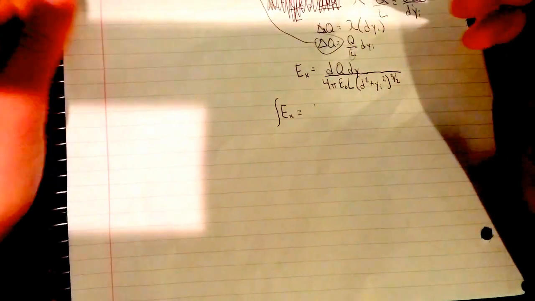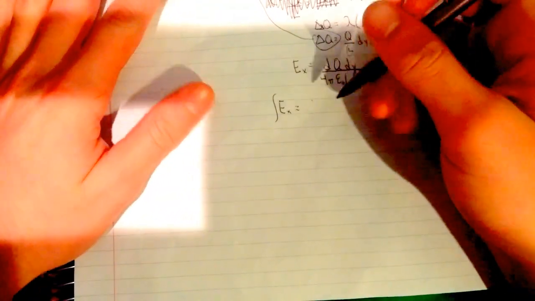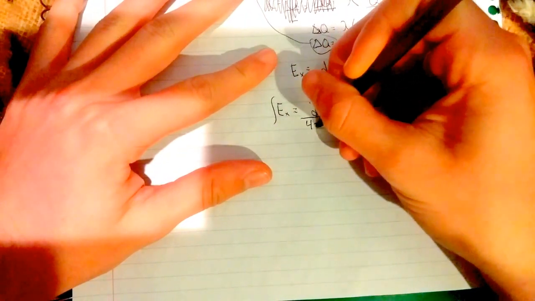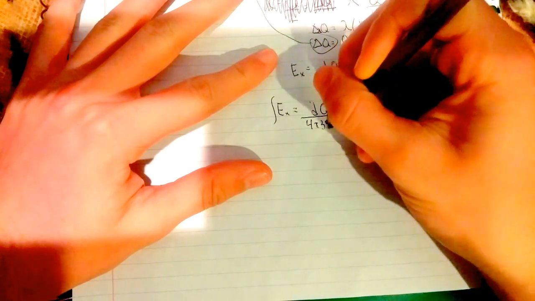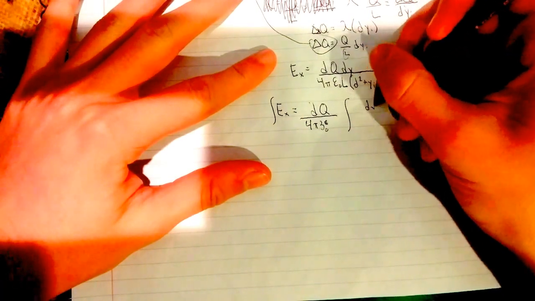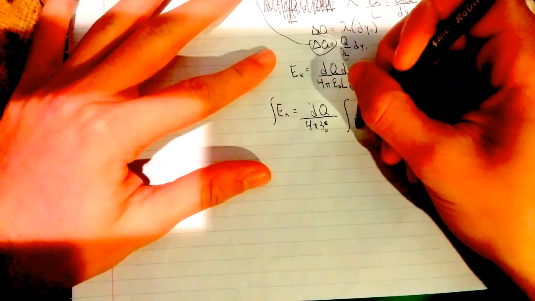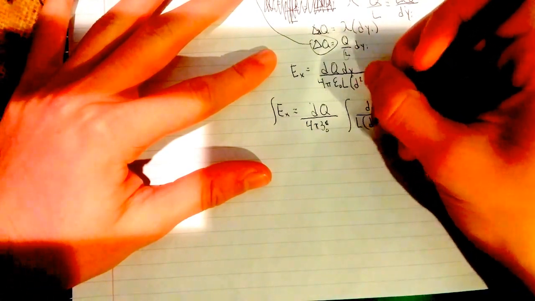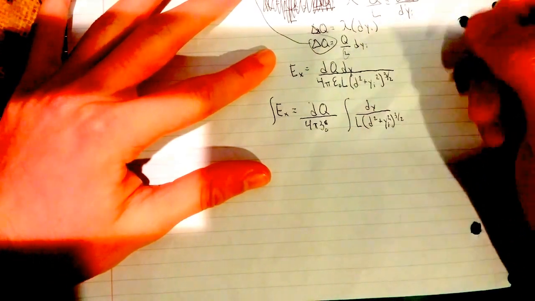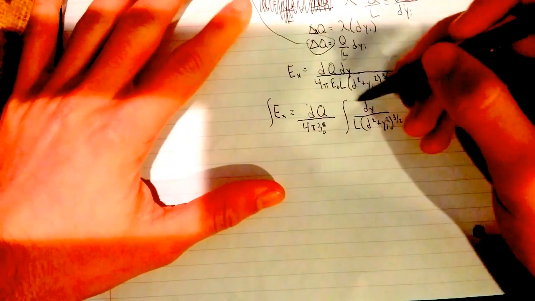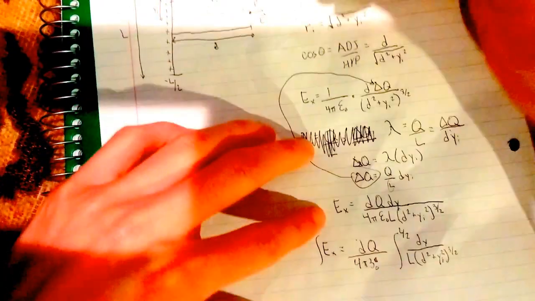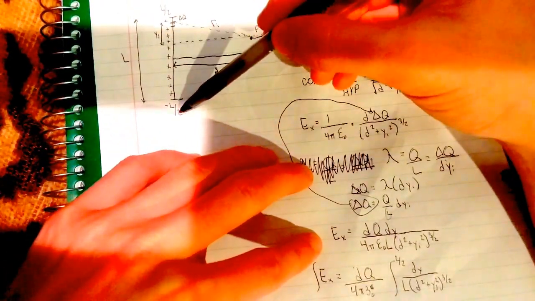Everything is substituted in. We're going to start to integrate the function. So we're going to pull out all the constants: dQ over 4 pi epsilon naught here, and then we got dy over L times d squared plus y squared to the 3/2. And we're going to be integrating this from L over 2, from up here, L over 2 to negative L over 2.